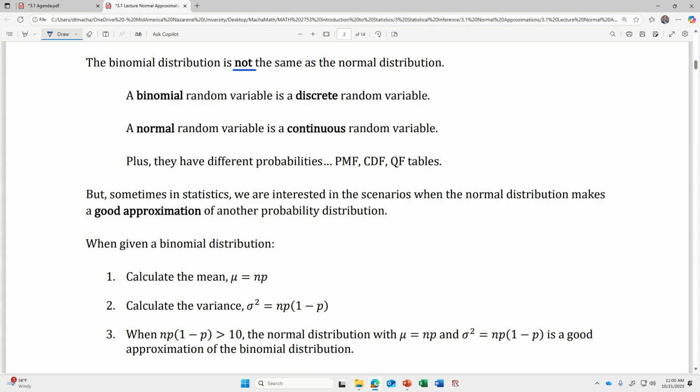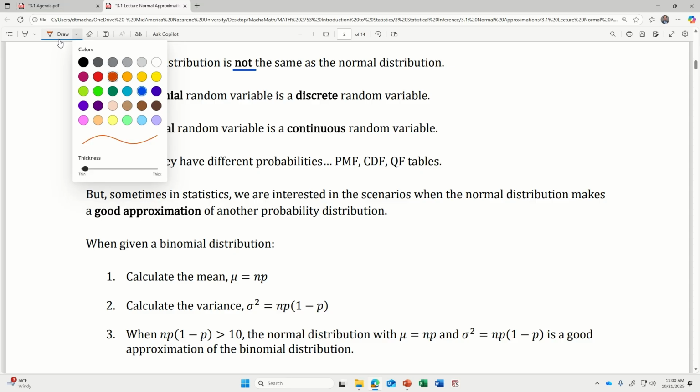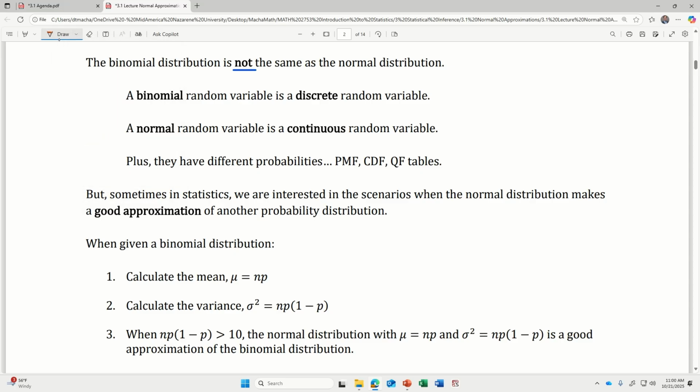These are not the same distributions, but today we're interested in the scenarios where the normal distribution makes a good approximation of the binomial distribution. Even though these distributions are different, there is a particular case in which the normal distribution looks a lot like the binomial distribution. And so this is what we're going to do today.